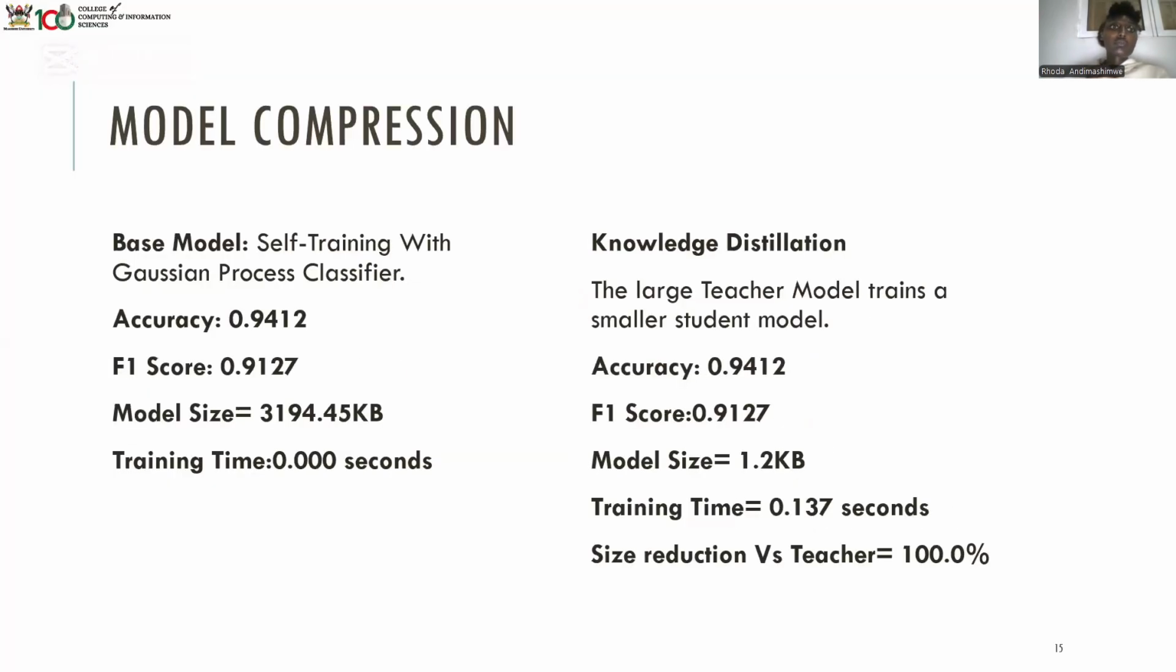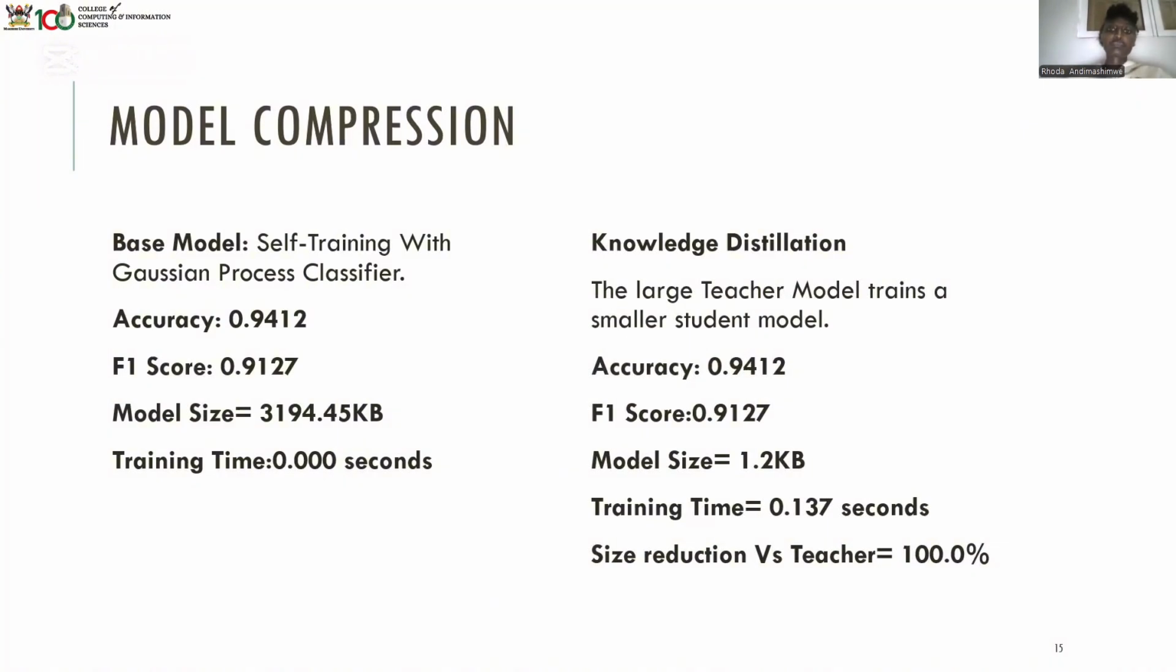So our base model, the one that we have originally, is self-training with Gaussian process classifier. Its accuracy was 94.12%. F1 score was 0.127, and the size was 3,194 kilobytes. So this is where a major problem comes in, because if you want to deploy this on embedded systems, if you want to deploy this on low-end hardware, which are resource constrained, this is going to be very difficult and become a problem for us.